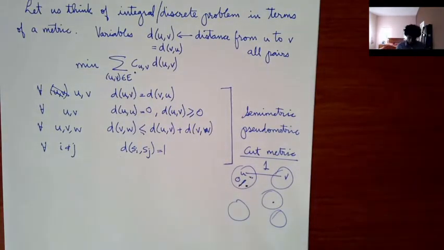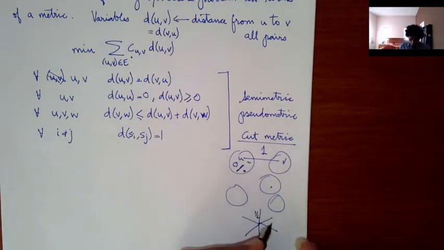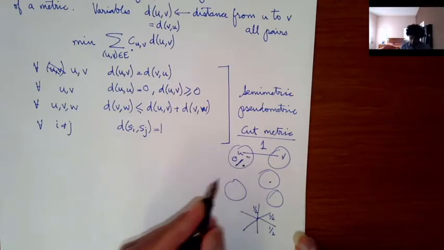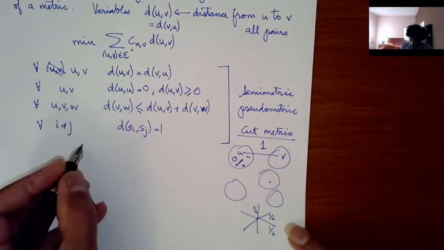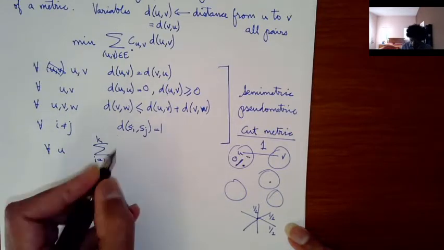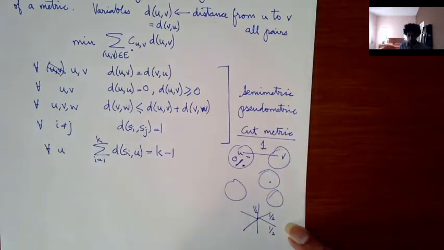Now on top of this, we are going to add extra constraints to help us get a better solution. Partly, now I don't know how they came up with these constraints, but I'm guessing inspired by the integrality gap example. What they said is if you look at this situation, in the discrete setting, you have the condition that for all vertices u, the summation of i going from 1 to k of the distance of s_i to u is exactly k minus 1.